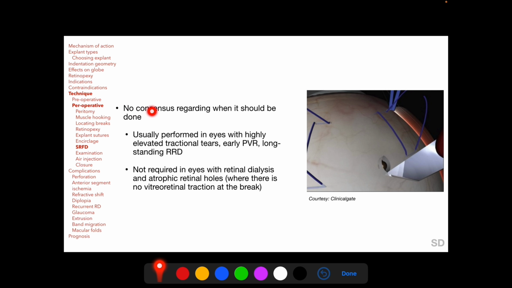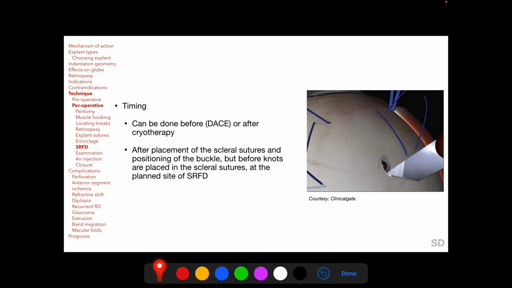So there is no consensus regarding when SRFD should be done. SRFD is usually performed in eyes with highly elevated tractional tears, early proliferative vitreoretinopathy, and in eyes with long-standing rhegmatogenous retinal detachment in which the subretinal fluid becomes viscous. SRFD is not required in eyes with retinal dialysis and atrophic retinal holes where there is no vitreoretinal traction at the retinal break. SRFD should be done after placement of the scleral sutures and positioning of the buckle at the planned site of SRFD, but before knots are placed in the scleral sutures.